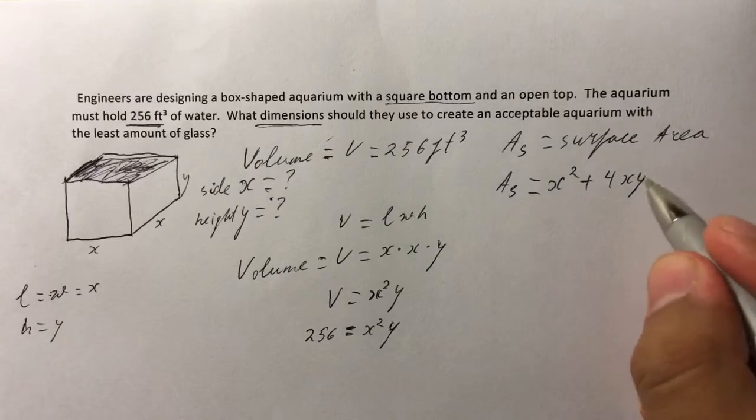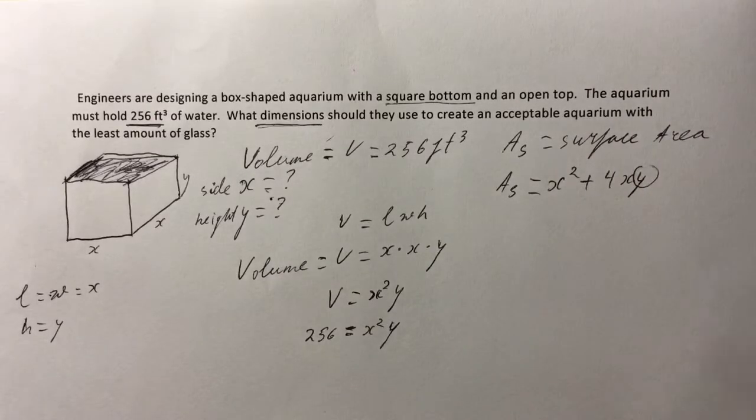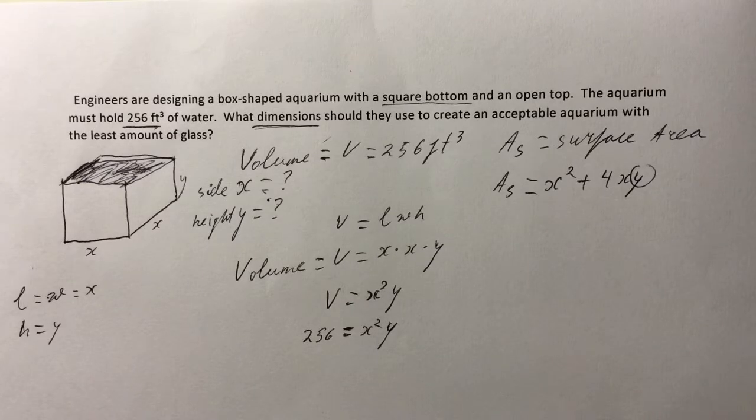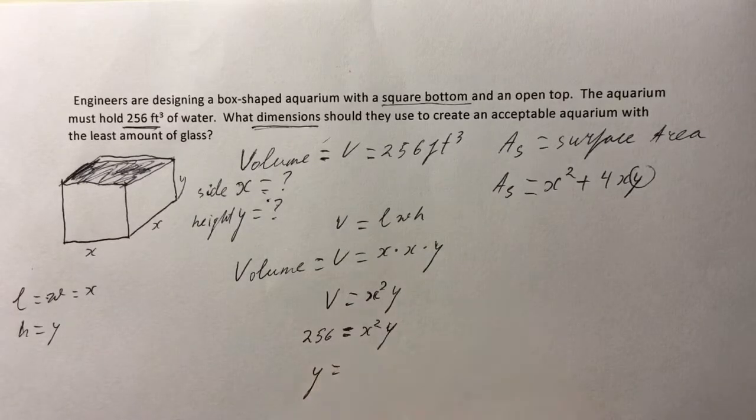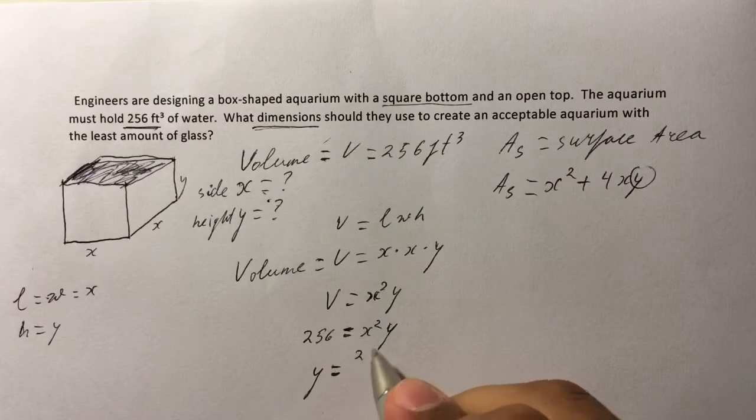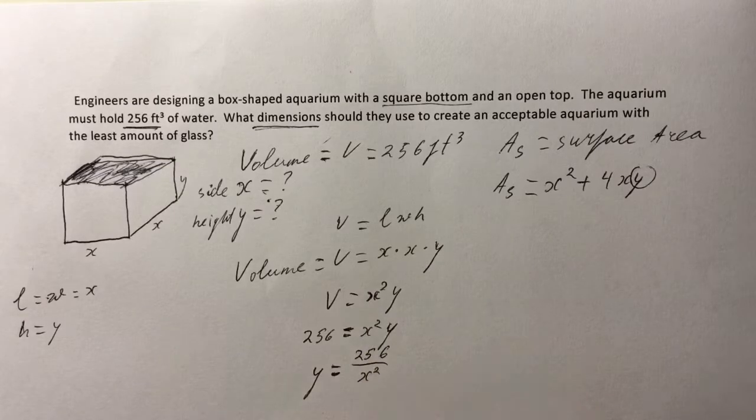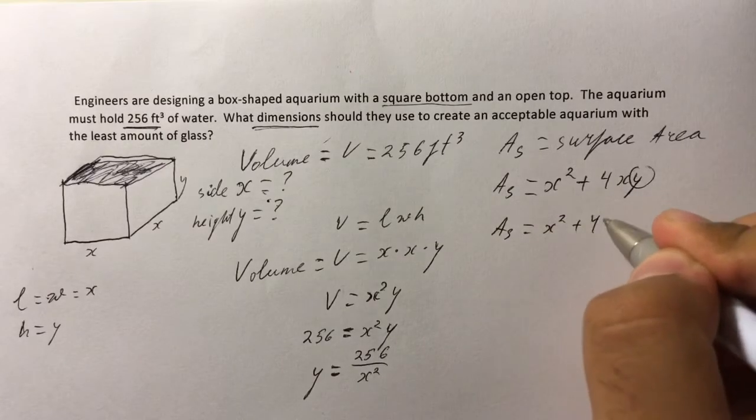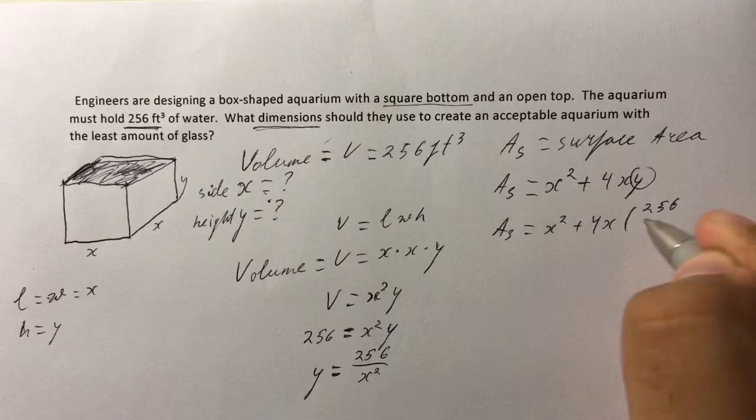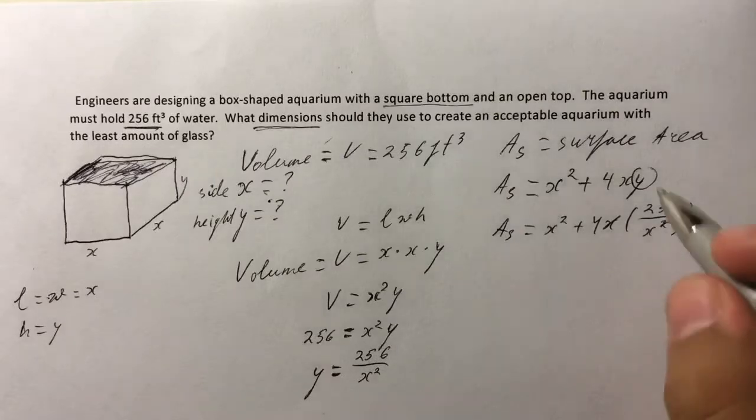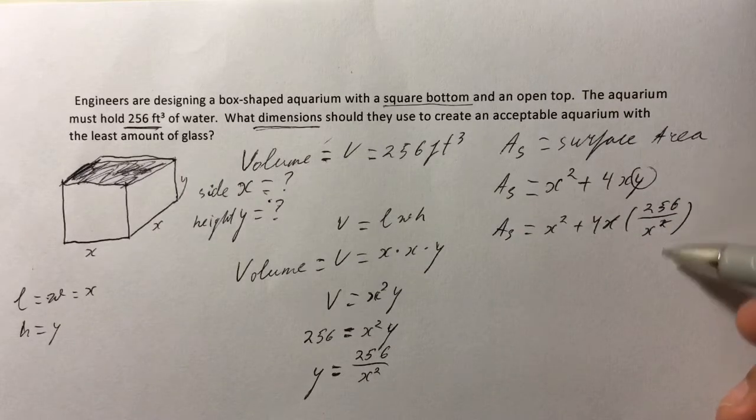Now, this right there is the reason why we have a secondary equation. We don't want our primary equation in terms of two variables. We want it in terms of one. So we're actually going to isolate y in our secondary equation, like so. It's going to be 256 over x squared. And then we're just going to plug that in. X squared plus 4x times 256 over x squared. Now, the x and the x squared will actually reduce. So what you'll end up with over here is a fraction, 256 over x.